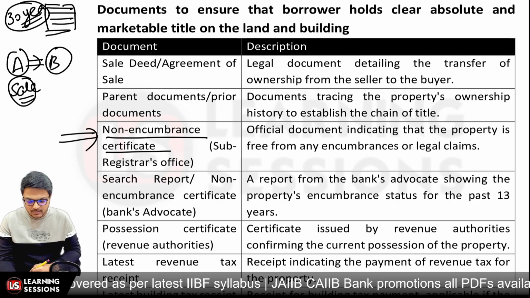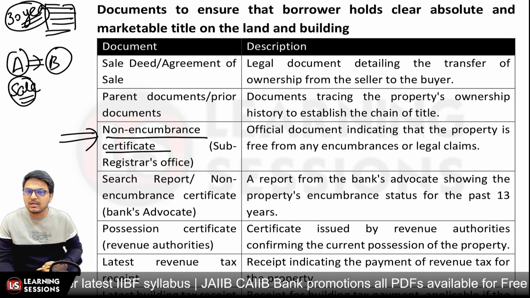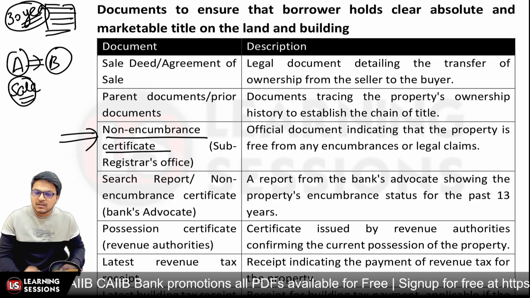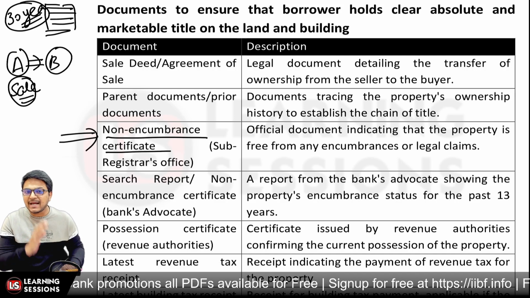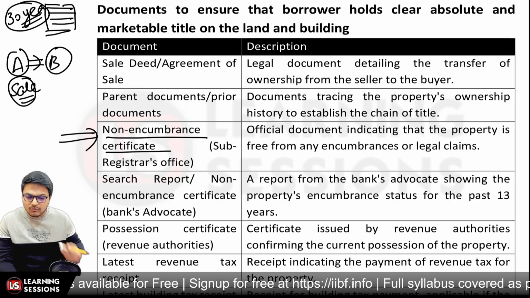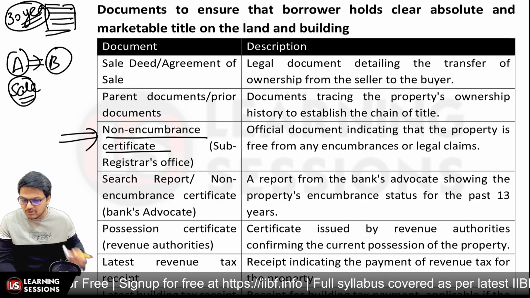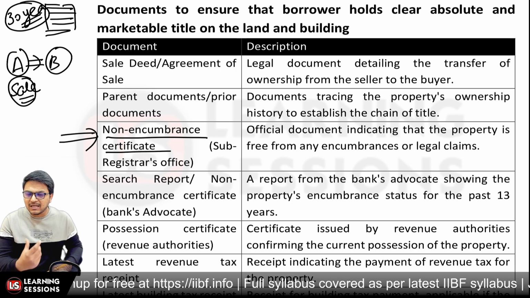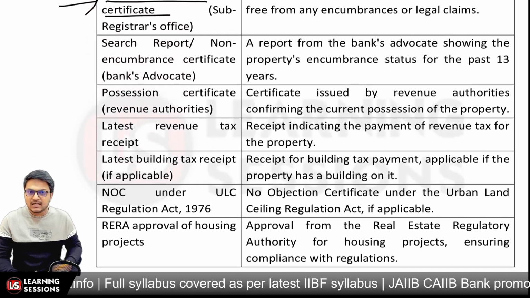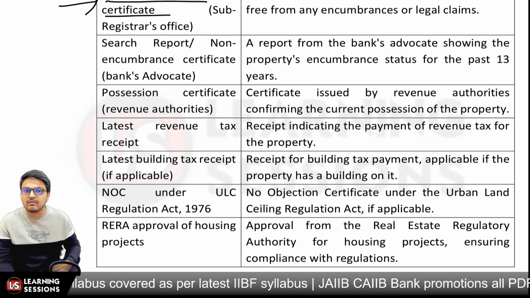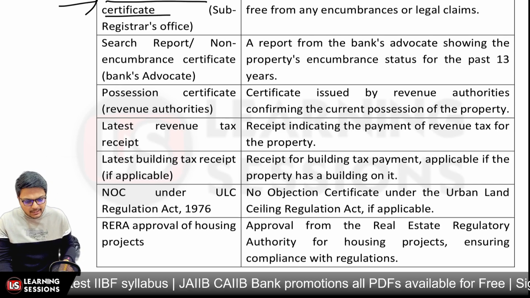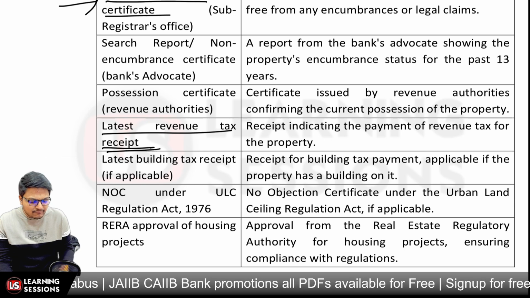Further, it's related to the search report. Now, the search report or non-encumbrance certificate would be by the bank advocate. That's another part. One NEC will be given by the sub-registrar, and the other NEC and search report will be given by the advocate, because the lawyer on the panel also has to affirm that nothing is there, right? And it's related to the possession certificate. Now, the possession certificate will be given by the revenue authorities, confirming that you are having possession over that particular property, right?